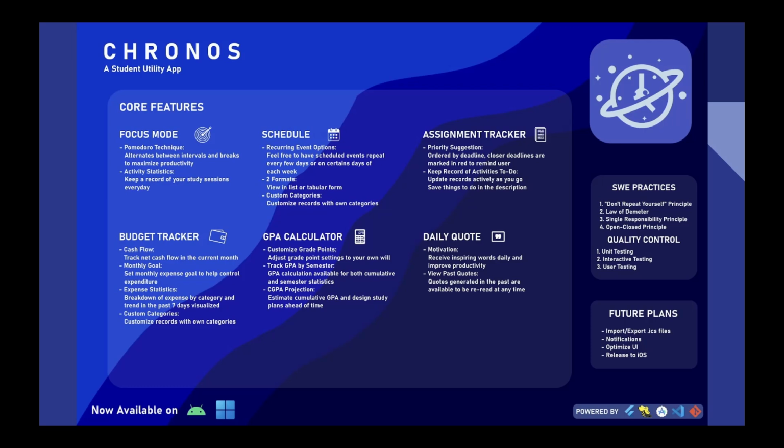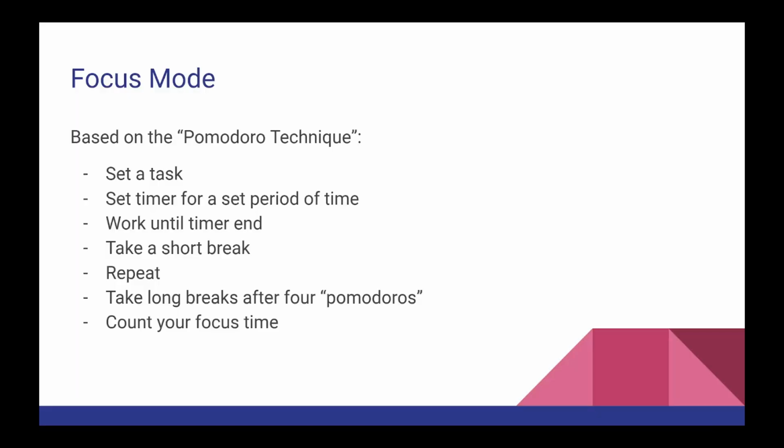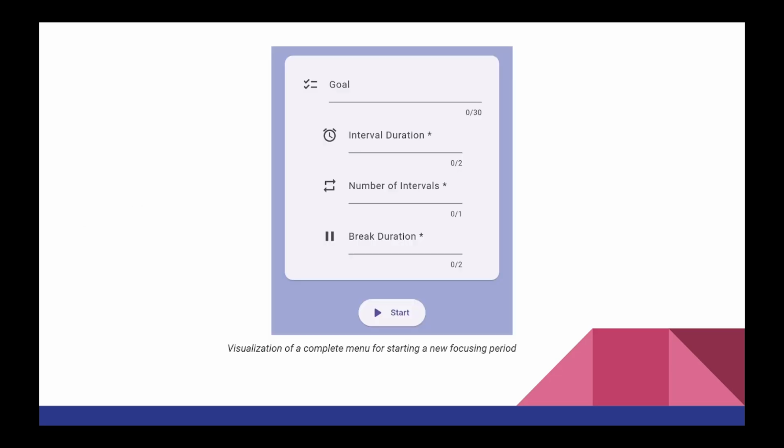Anyhow, onto our features. So focus mode is based on this productivity strategy called the Pomodoro technique, where Pomodoro is Italian for tomato. Essentially, it involves breaking a session of work down with breaks in between. After every 4 intervals or Pomodoros, you are met with a long break, and this cycle continues until you end the session. This is our input interface for the focus mode.